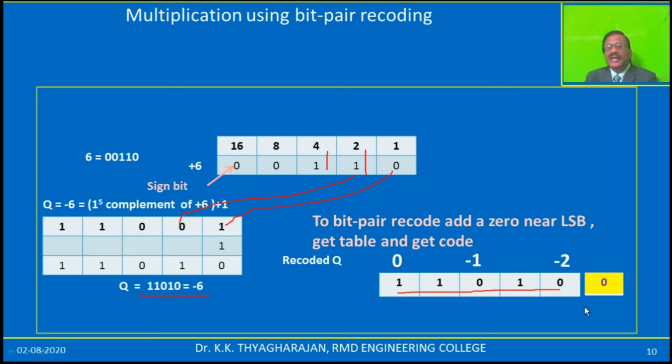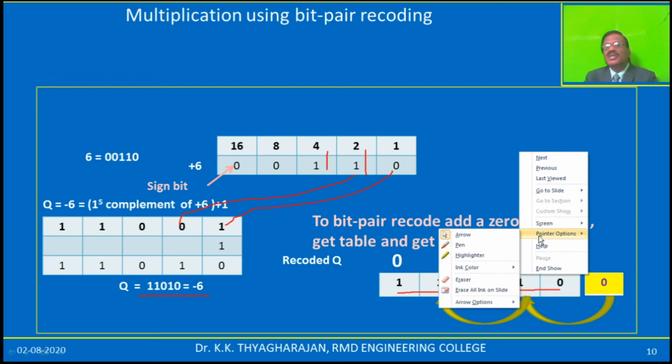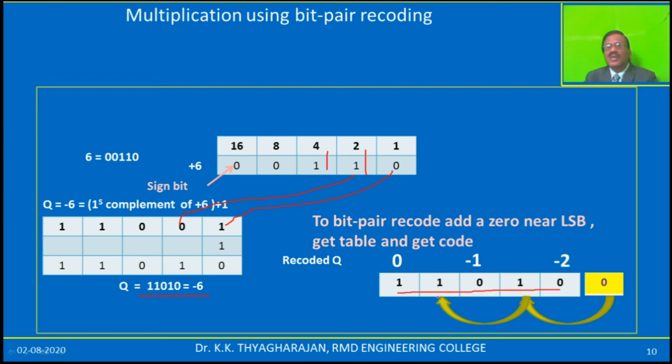Now you combine the bits to recode, like this. Then the next combination is like this. Now to get the third combination, actually you should combine this one with a third bit, but there is no third bit here. So what we are doing is extending the MSB here. So this one is repeated here like this. Then these three should be combined to get the code.